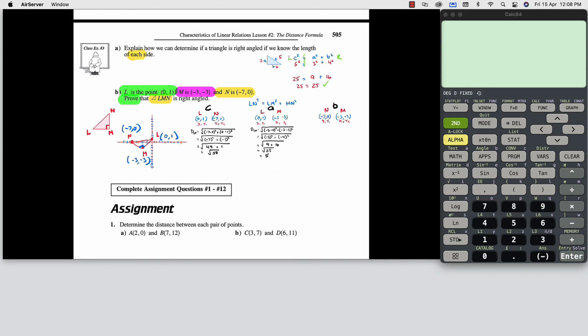Alright, so we've got the distance of NM is going to equal the square root, again, of x2, which is going to be negative 3 minus x1, which is minus negative 7, squared, plus y2, which is negative 3 minus y1, which is 0, and that's going to equal the square root of, well, remember that negative negative becomes positive, so negative 3 plus 7 is going to be 4 squared, put that in brackets if you want to, plus negative 3 squared, don't forget the squared right there, which is going to equal 16 plus 9, which equals the square root of 25, which equals 5. And I'm just going to make this a little bit smaller so we have room to work.